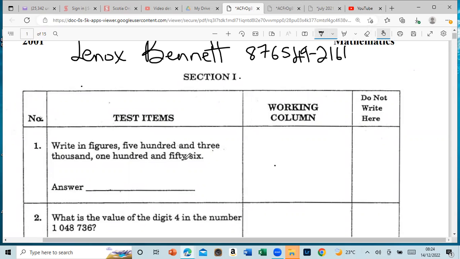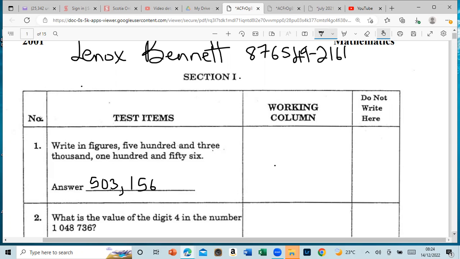So, first one says, write in figures 500 and 3,156. Alright, these can be a little bit tricky. Sometimes you have to write it and then write it back. So it says 500 and 3,000. So 3 would be 0, 3. 156. So that's 1. Remember, comma separate them, 3 numbers.